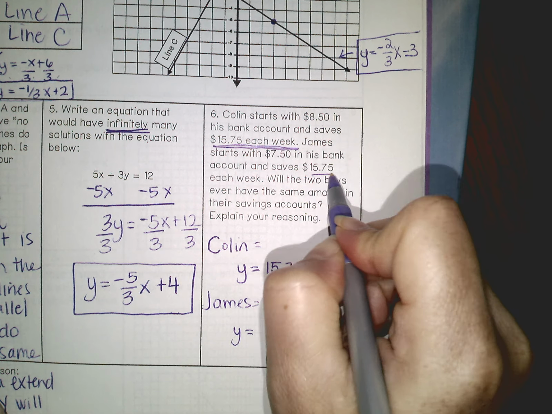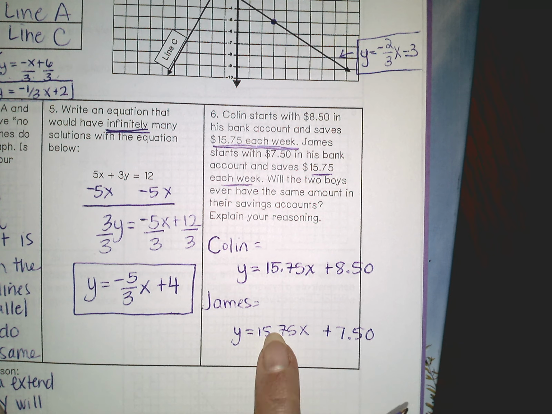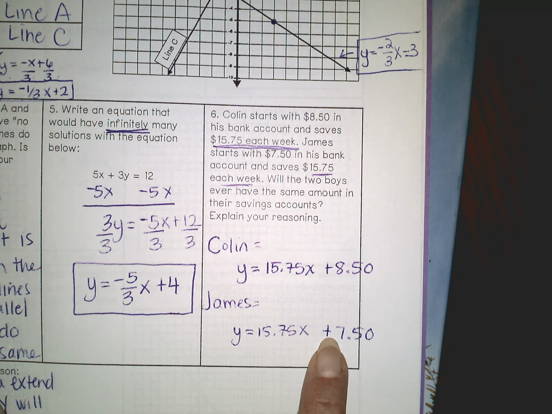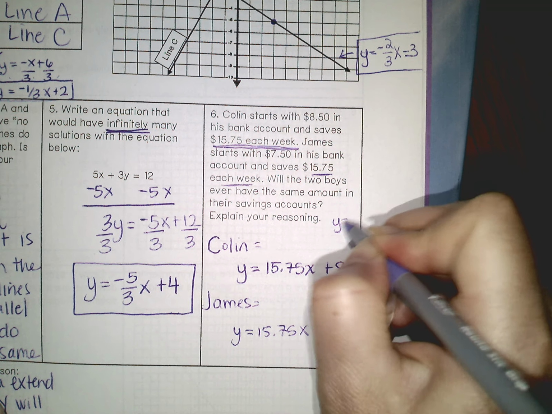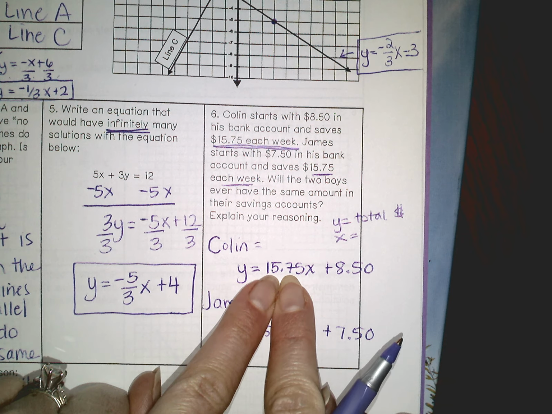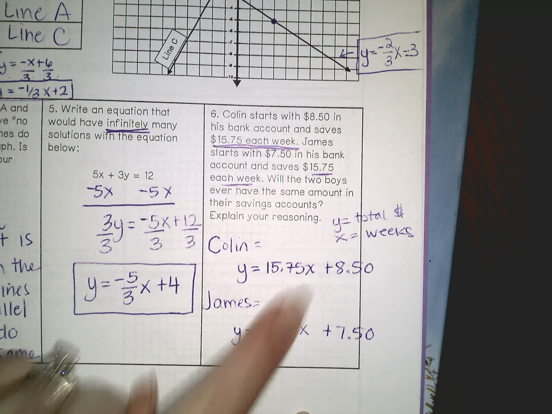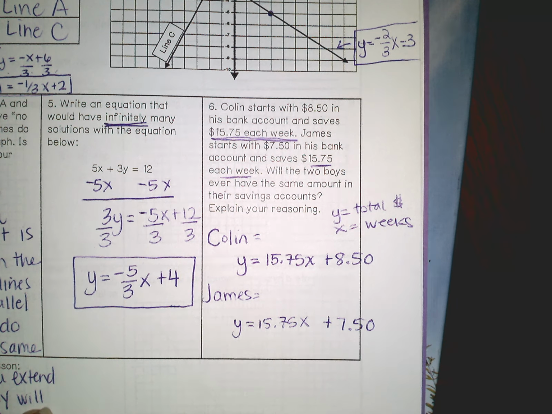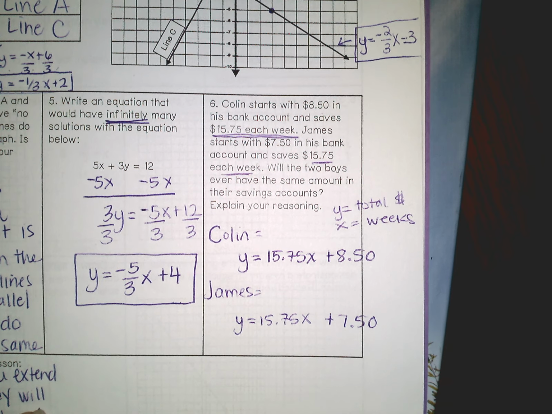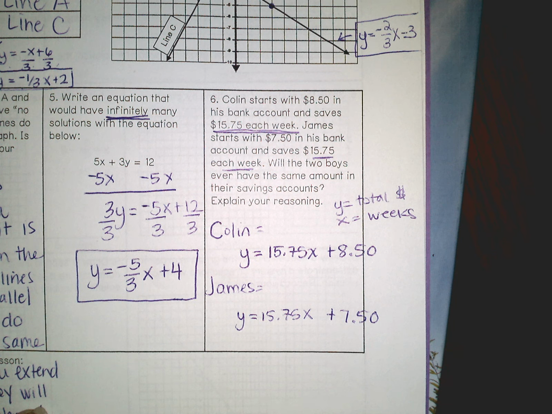James, he starts with 7.50. So his starting point is 7.50. That's your y-intercept in his account. And he saves $15.75 each week as well. $15.75 per week plus the $7.50 he's already got saved gives him a total. So in this case, guys, our y is our total amount of money. And our x, this is how much he saves per week, each week. So x stands for weeks.